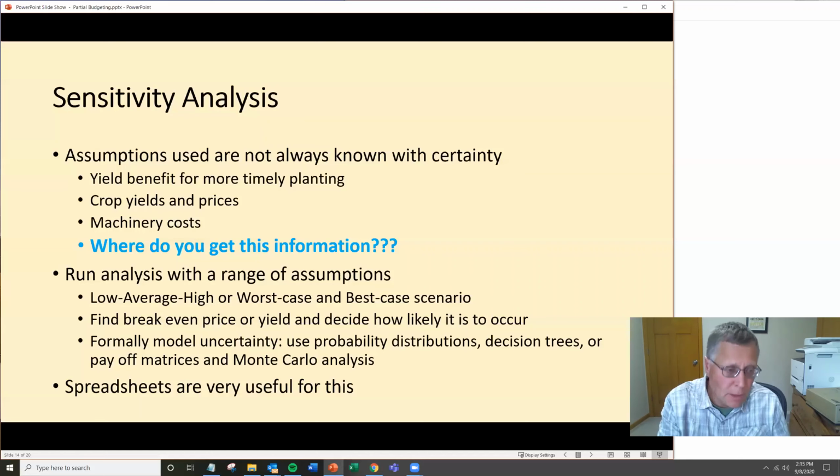You can even go into formal modeling of the uncertainty using probability distributions, decision trees, payoff matrices, or even what they call Monte Carlo analysis. For those of you that are students, 421 is the course where you learn how to do some of these techniques. And spreadsheets are very useful for this kind of sensitivity analysis. I always think back to one of my early comments: often this is the back-of-the-envelope initial level, and then if it looks promising or worth looking at more carefully, you circle back and do it in a more comprehensive and detailed way. Sensitivity analysis would often be a part of that.